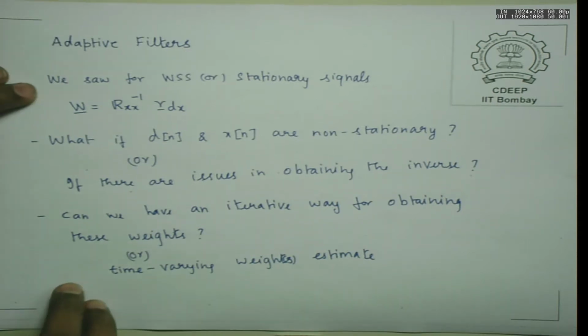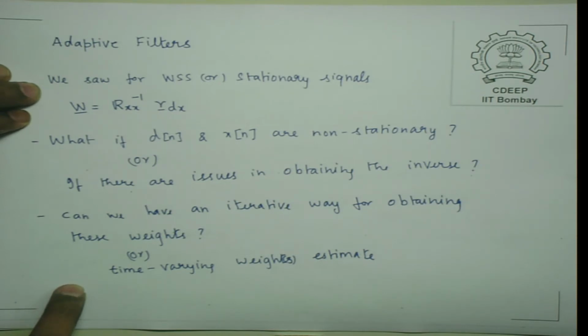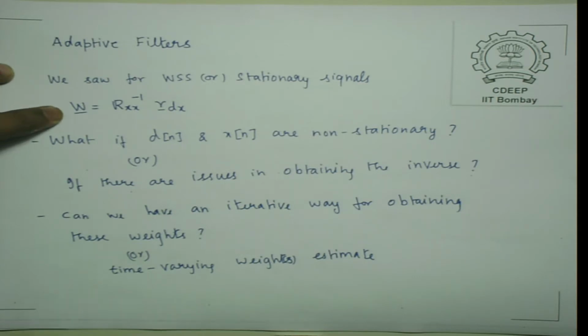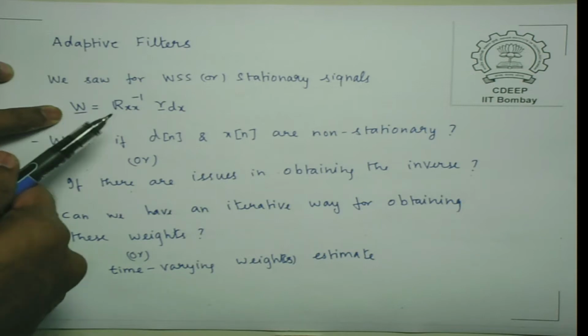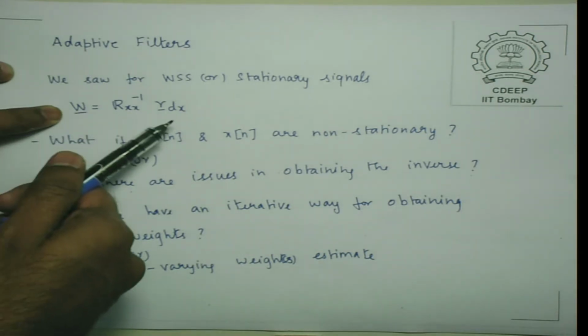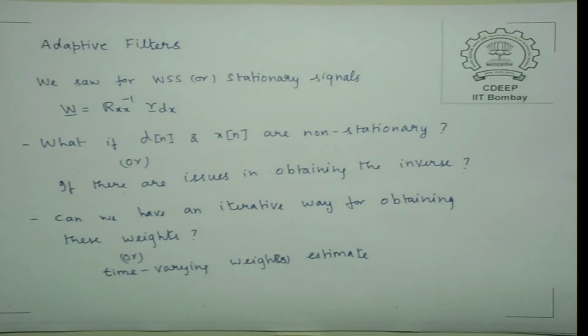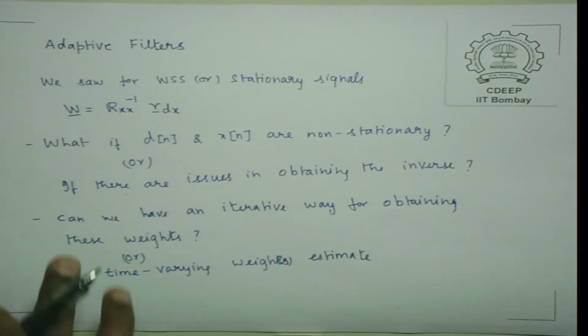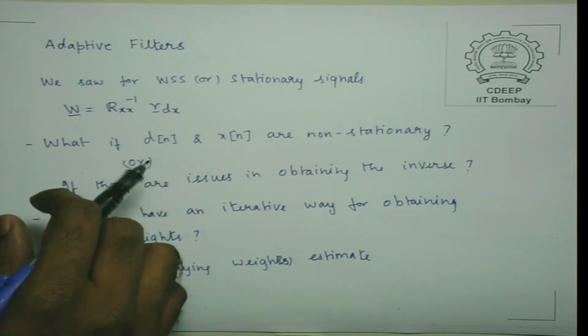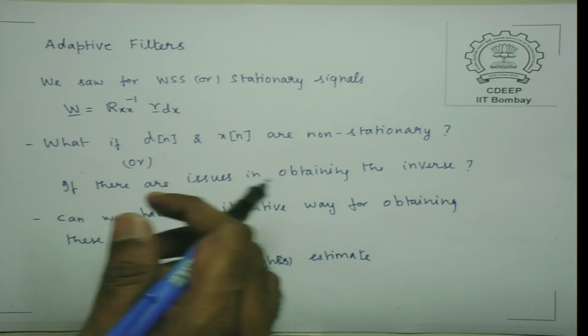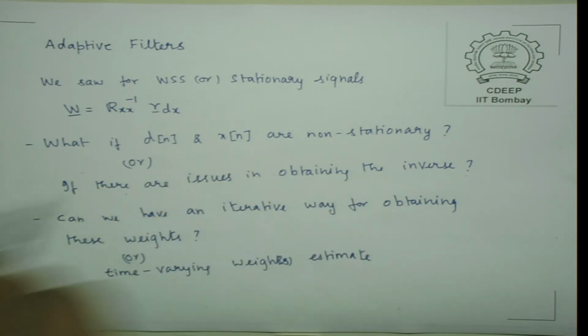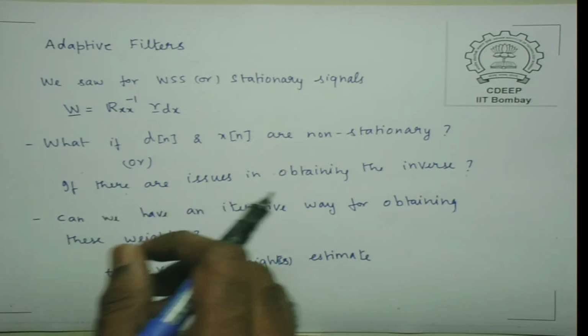So, in the previous discussions, we had seen that for wide-sense stationary input signal and desired signal, jointly wide-sense stationary, we could obtain this optimal filter, which is denoted here as W. Having known the statistics for Rxx and Rdx, we could obtain this optimal filter. But we are assuming this W to be some fixed value. What if D of n and X of n are jointly non-stationary signals, right? How do we go about handling this?